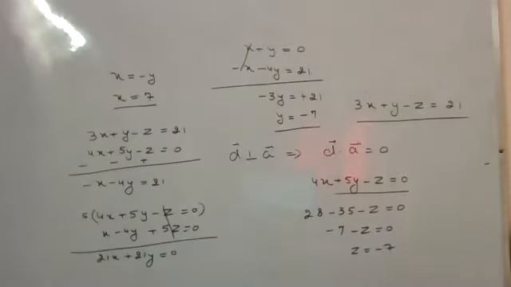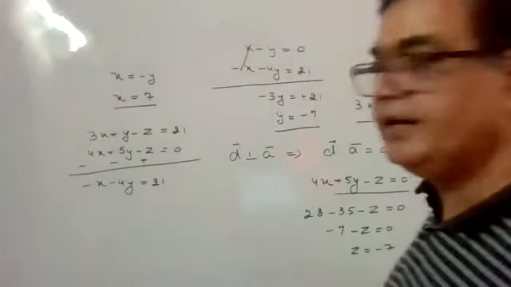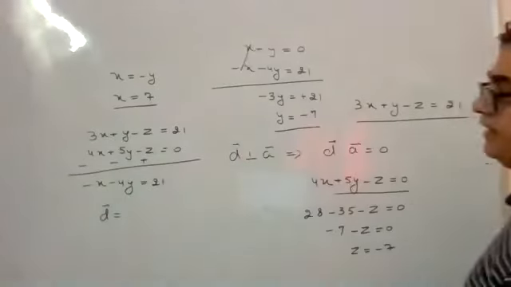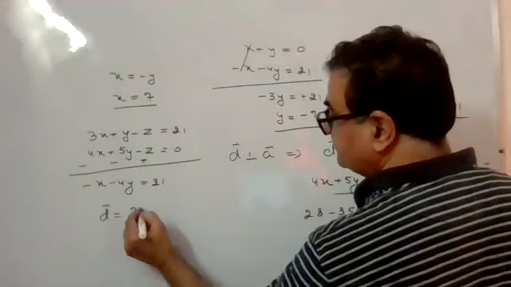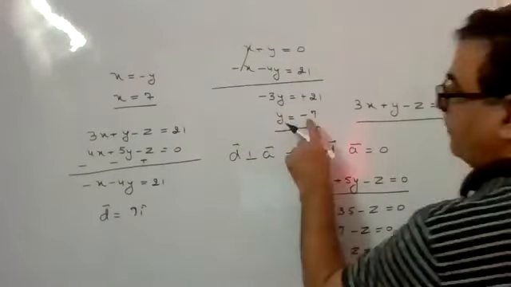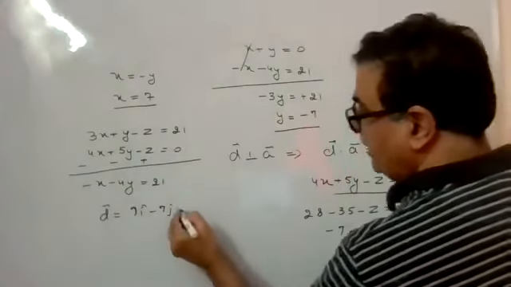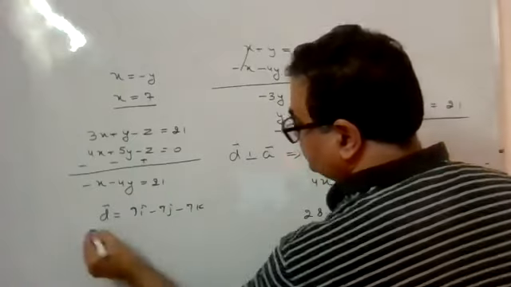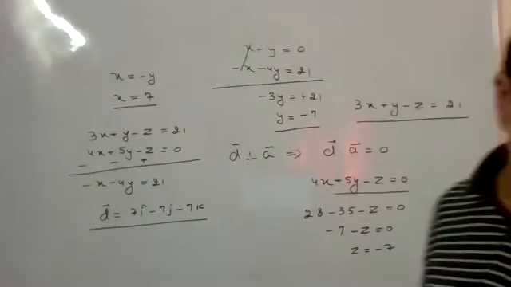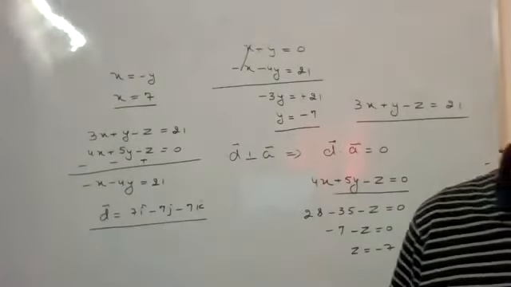So I got x, I got y, I got z. As all three are known, you can get the D vector here. D vector was xi, which means 7i, then minus 7j, and then minus 7k. This is the unknown vector. We got D. This is a question that came in the board exam, you should be able to solve it.